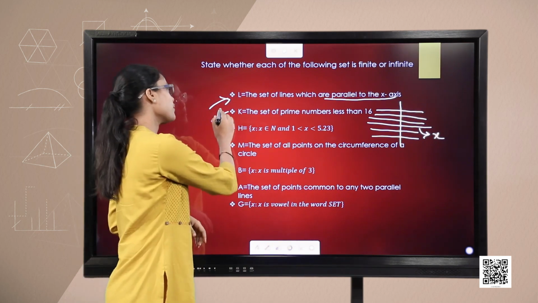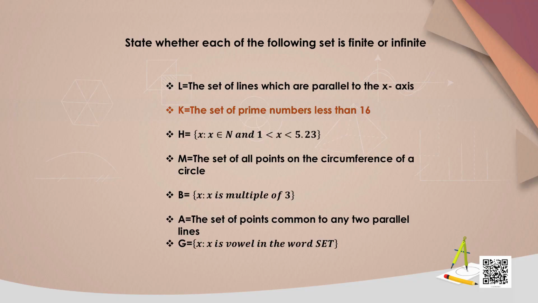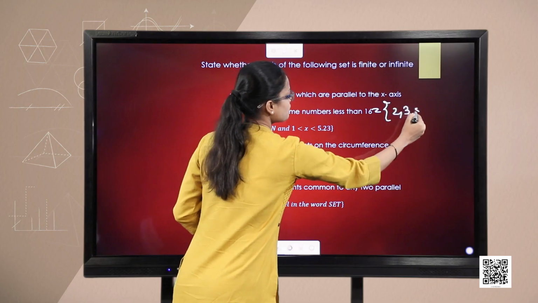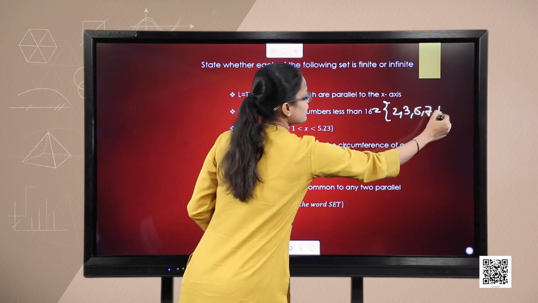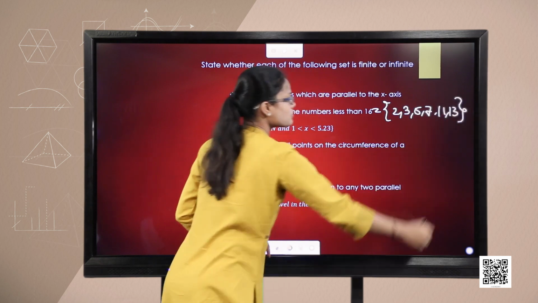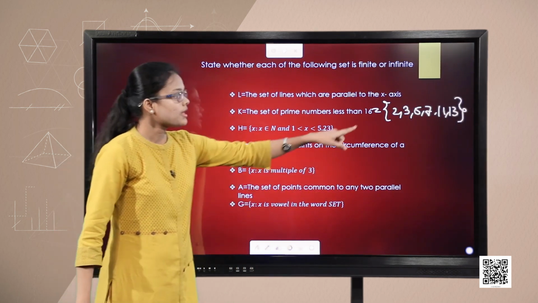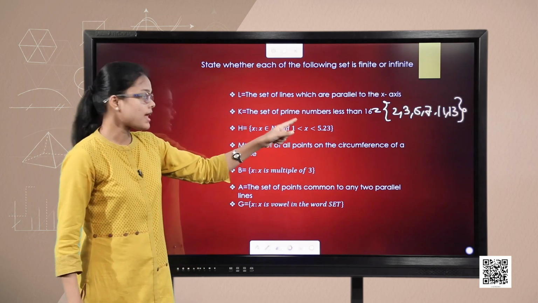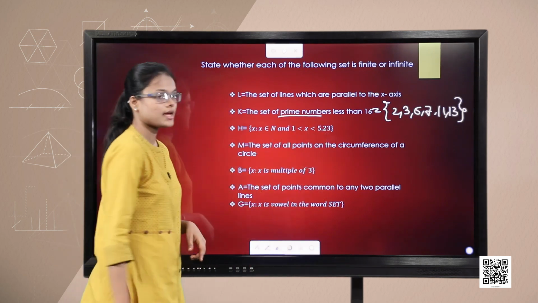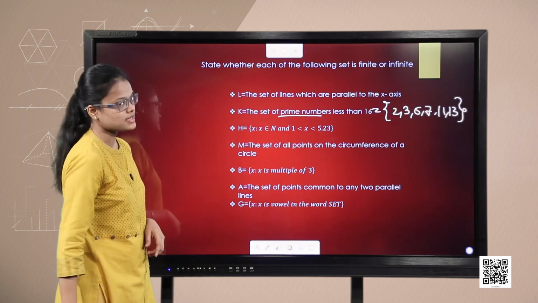Now, set K, the set of prime numbers which are less than 16. Let us first list all the prime numbers which are less than 16, which are 2, 3, 5, 7, 11 and 13. You may see a definite number is there, 6 elements which are less than 16 and prime. So, yes, the set K is a finite set.